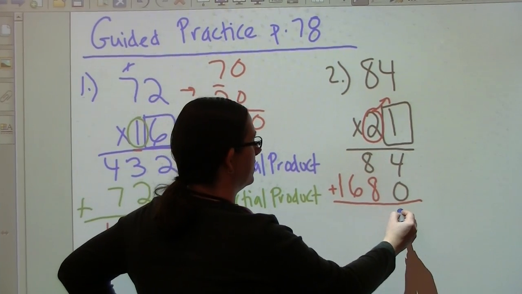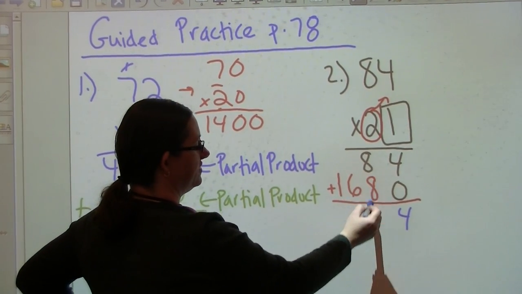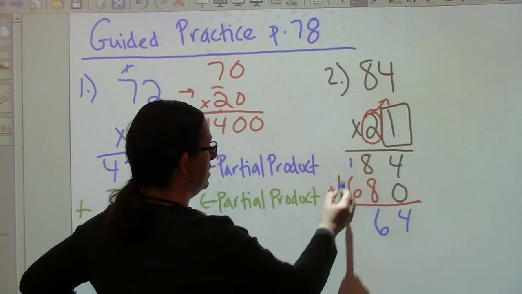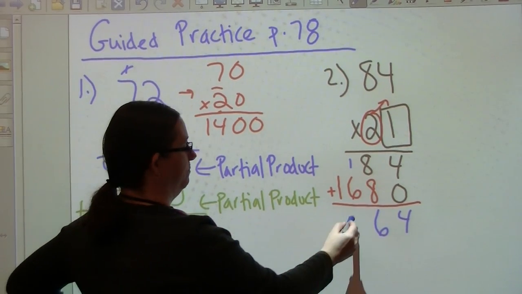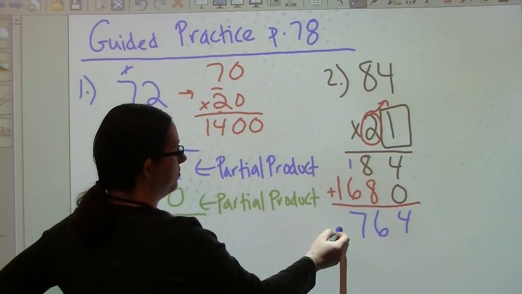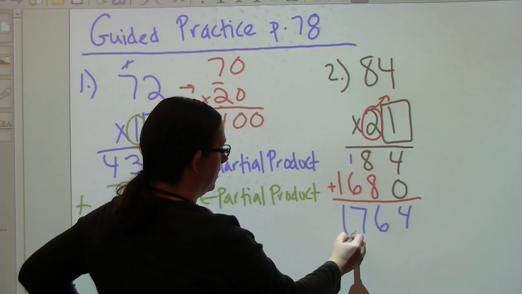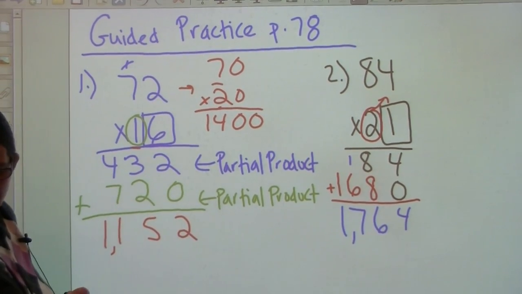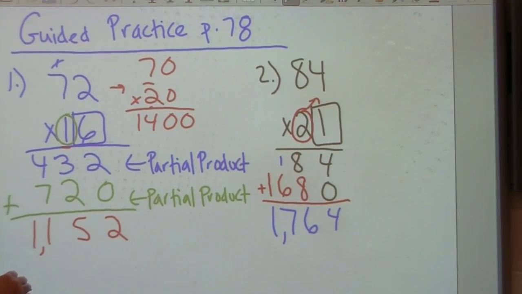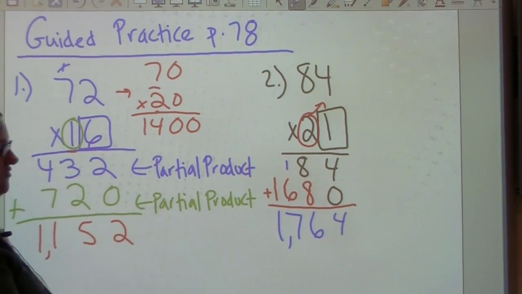4 plus 0 gives us 4. 8 plus 8 gives us 16. 1 plus 6 gives us 7. Good, and 1 plus nothing gives us 1. Final answer of 1,764. All right, now let's check for reasonableness.